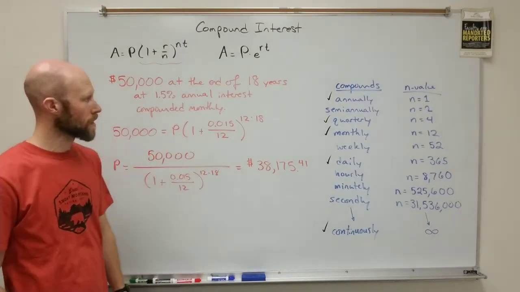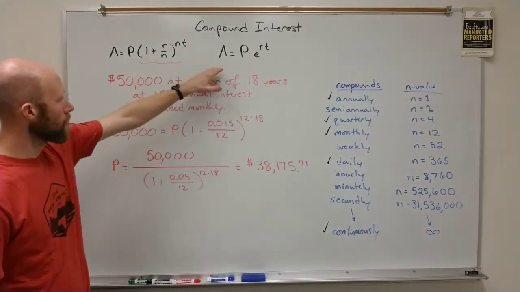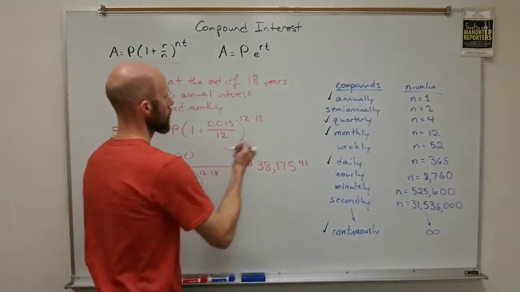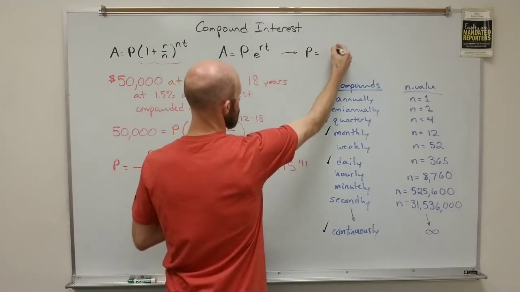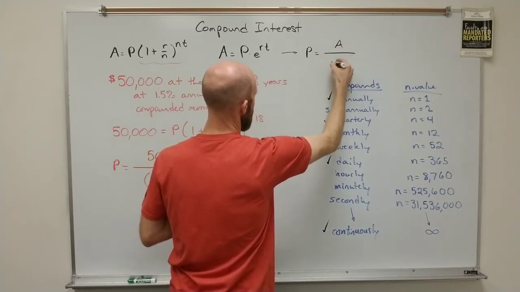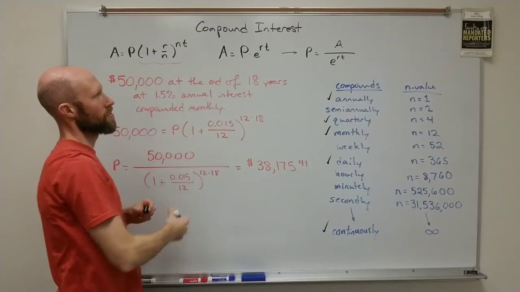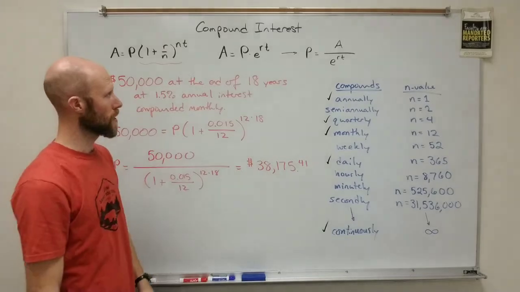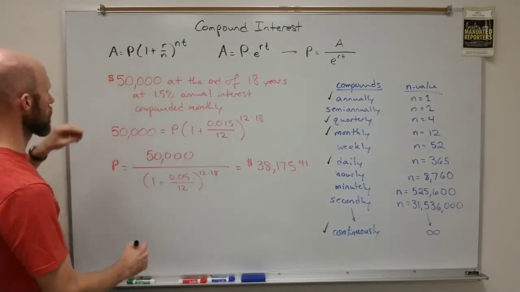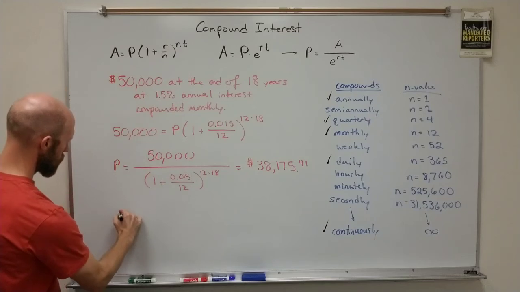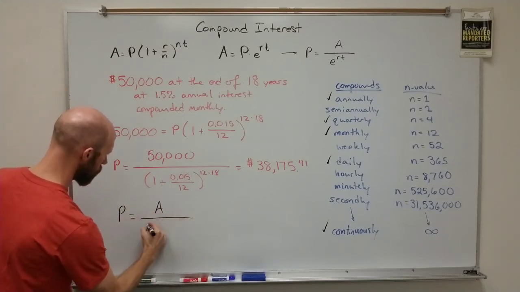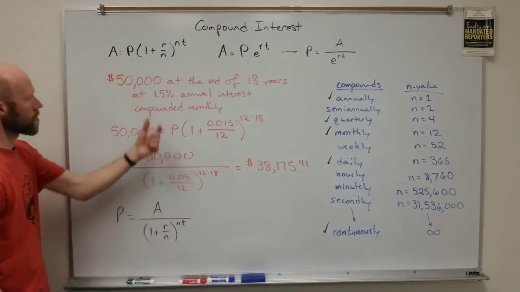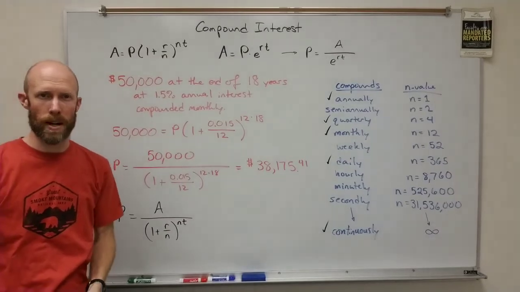And of course you can do the same thing with this formula. You can solve for P, and you can turn it into P equals A divided by e to the RT if you wanted to find a formula for the principal given the future value, okay? And here, of course, same idea. If you solve this for P, you end up with P is equal to A over 1 plus R over N to the NT power. So you're just dividing by this other factor with the exponent on it.